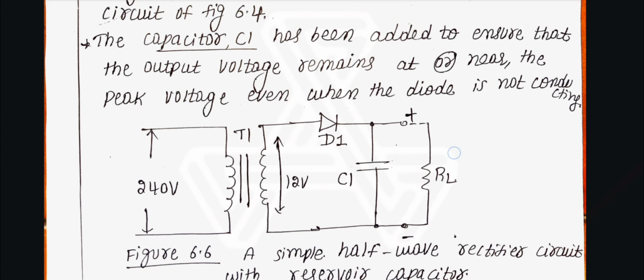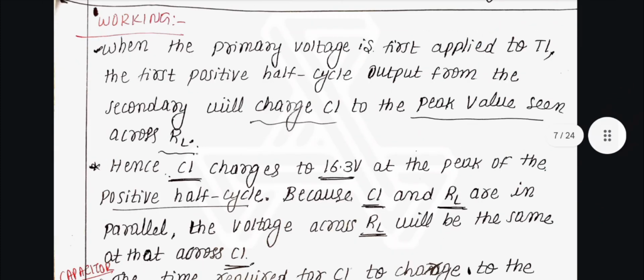Reservoir capacitor working. When the primary voltage is first applied to T1, the first positive half cycle output from the secondary will charge C1 to the peak value seen across RL, and C1 charges to 16.3 at the peak of the positive half cycle because C1 and RL are in parallel. The voltage across RL will be the same as across C1.